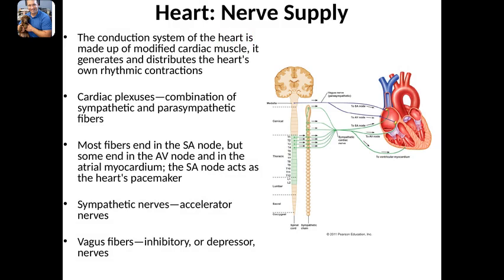What's the nerve supply to the heart? So the autonomic nervous system is going to control all of the viscera. That is the sympathetic and parasympathetic nervous systems. We know that the sympathetic nervous system resides in the thoracic aspect of the spinal cord. So T1 through 12, essentially.